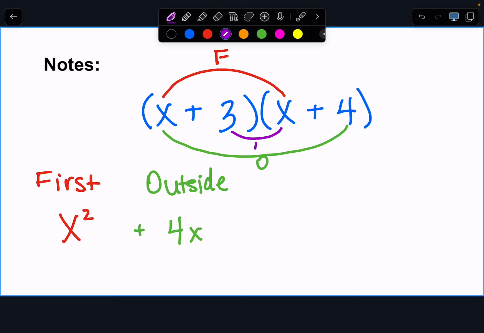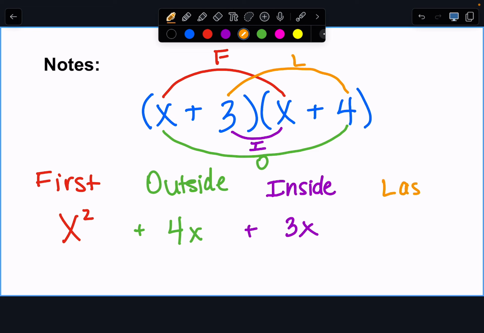I stands for inside. If we look at this like a sandwich, our two inside terms, here it's 3 times X, get multiplied to each other. And then L stands for last. If we multiply our last two terms times each other, 3 times 4 gives us 12.